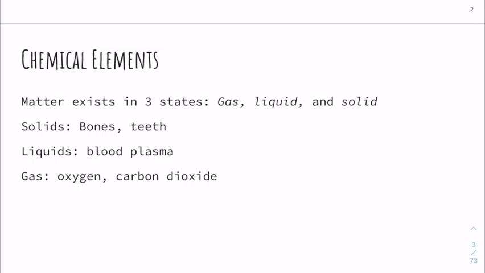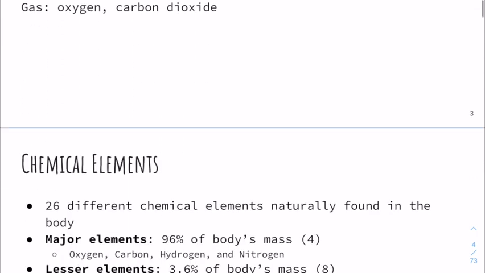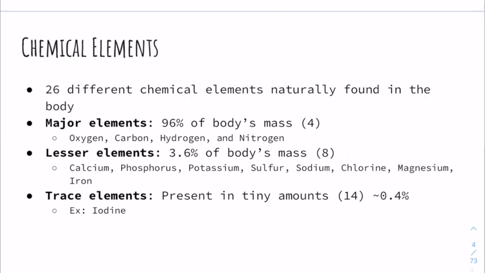So in our bodies alone, we have 26 different chemicals. 96% of the body's mass is actually made up of oxygen, carbon, hydrogen, and nitrogen. While 3.6% of your body's mass is made up of calcium, phosphorus, potassium, sulfur, sodium, chlorine, magnesium, and iron. And there's always trace elements found in the body, other types of chemicals. Those only make up about 0.4% of your weight. There's 14 total, but the main one really is iodine.